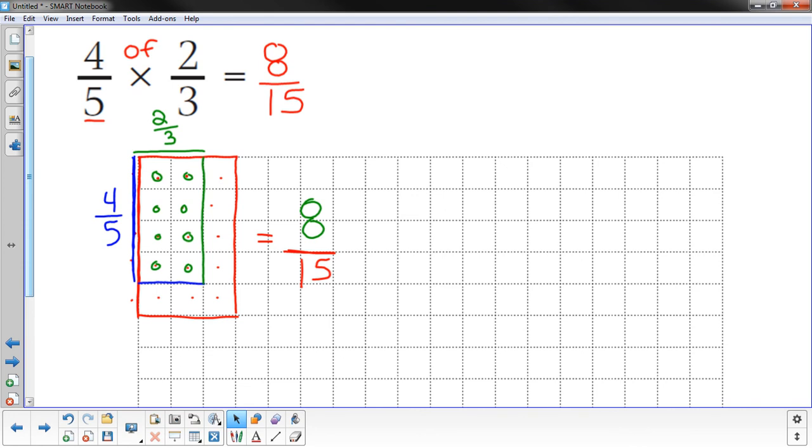So I hope that this has been helpful to you. I'm going to give you some more problems to practice, and I expect that you can do this visual model of multiplying fractions. Keep practicing, because the more you practice, the easier it's going to become.